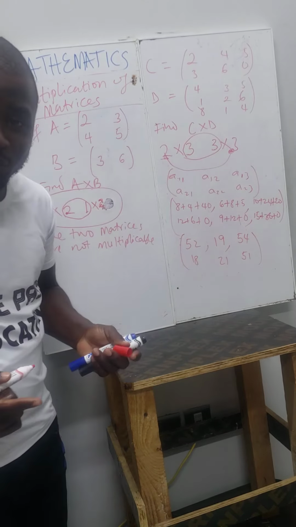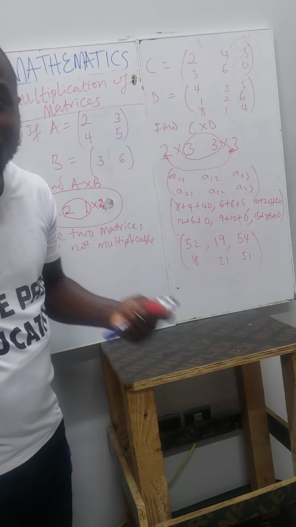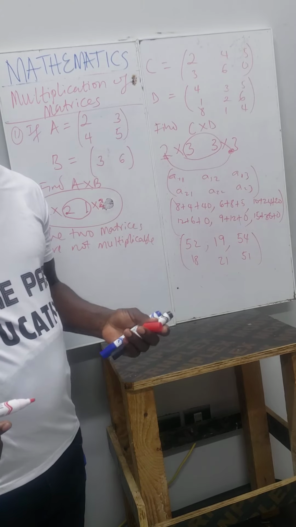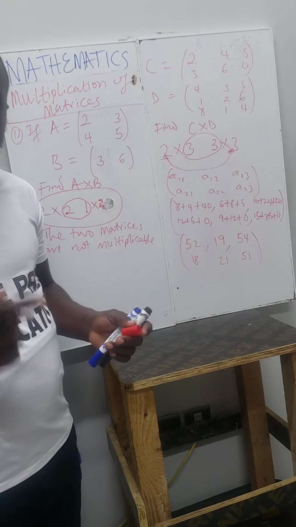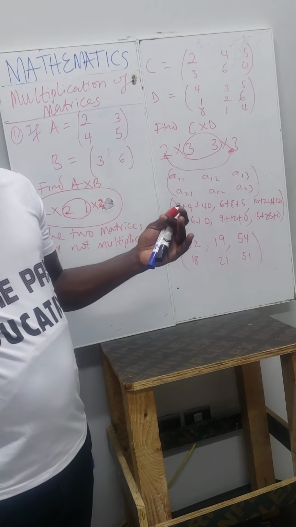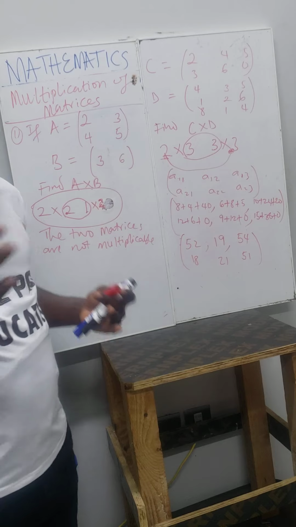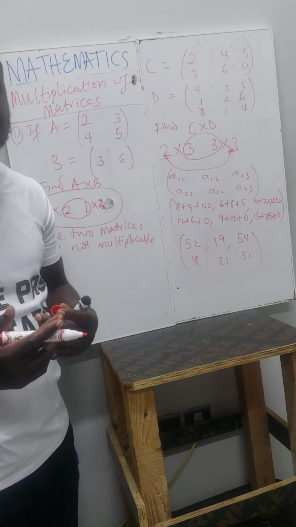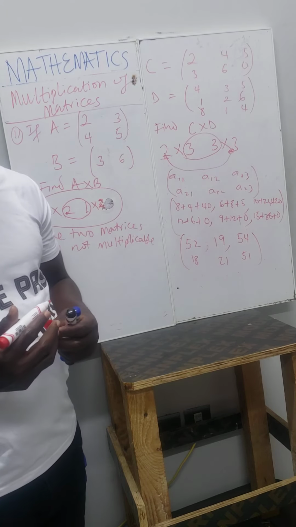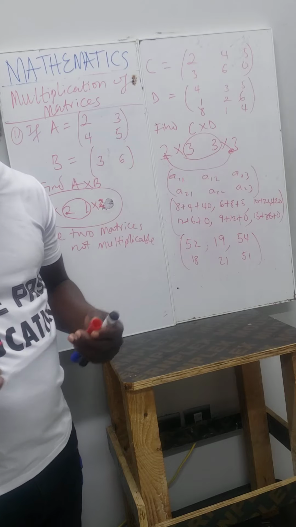I believe it's clear to us. You can still do some other questions, set questions for yourself. Apply the same principle. Don't forget, test for compatibility, whether the two matrices are multiplicable or not, before you carry out the multiplication aspect of it.